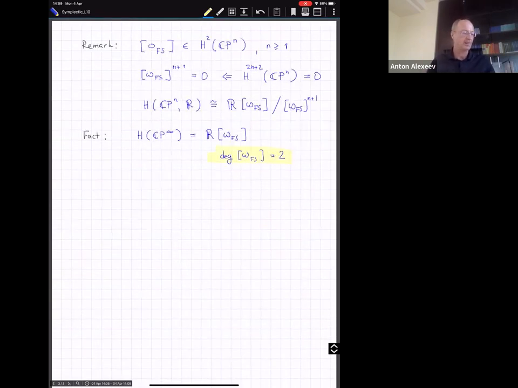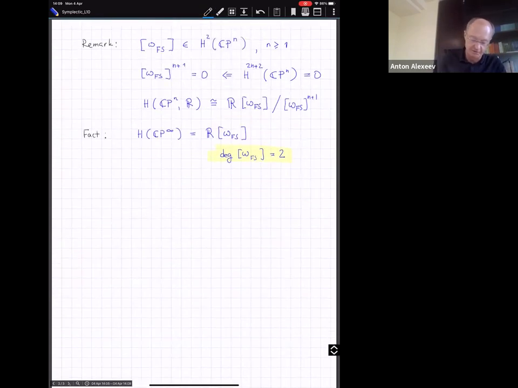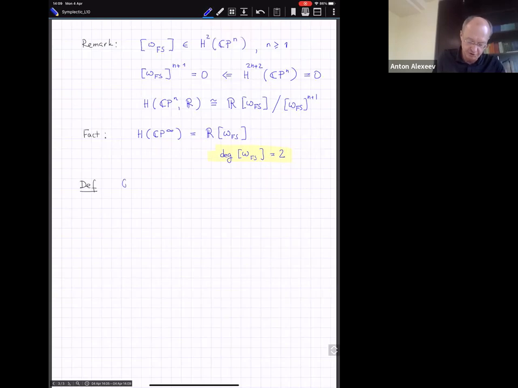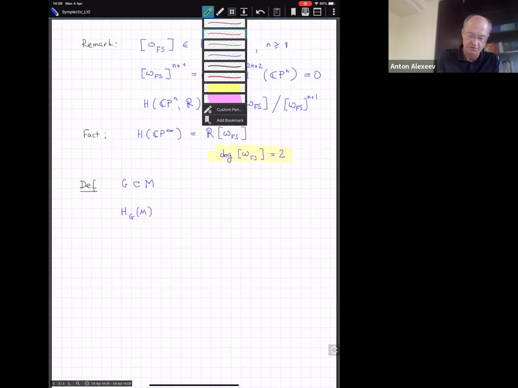So now maybe the central definition of the equivariant cohomology theory. We have G acting on M, and we associate, as usual in cohomology theory, some geometric setup. So here G acts on M, and we associate to it some graded abelian group, which is called H_G of M.